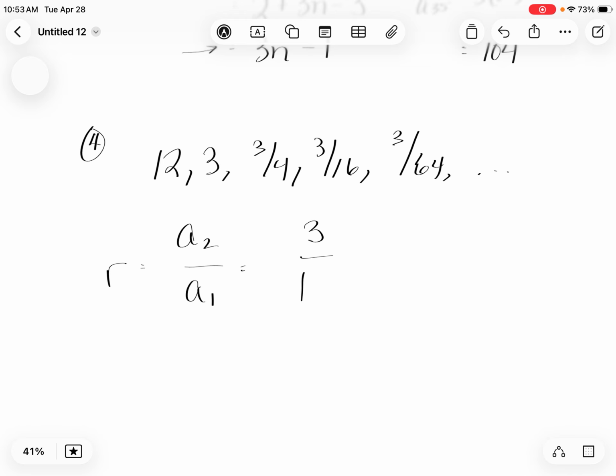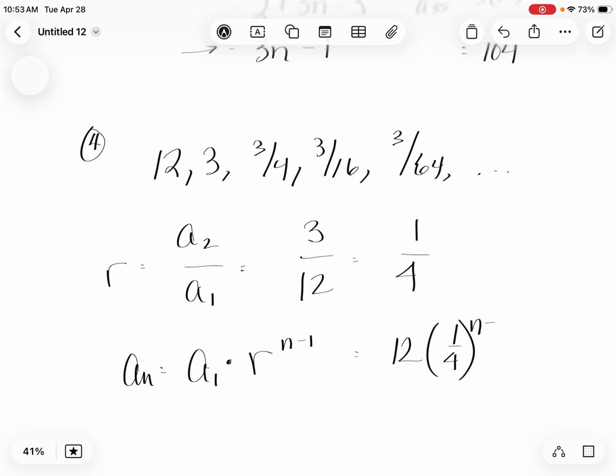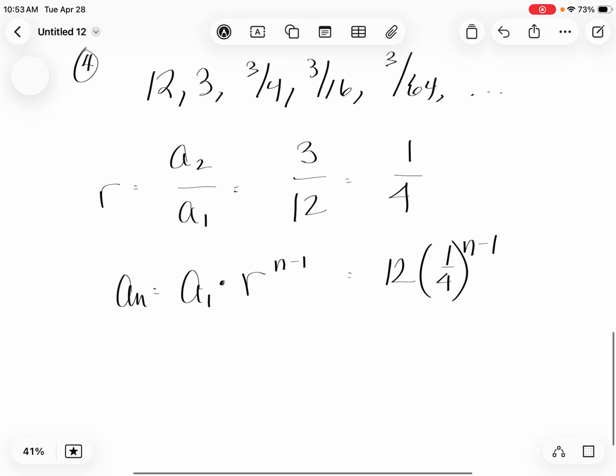So 3 over 12 reduces down to 1/4. That is your common ratio. The formula is a1 times r to the n minus 1, or in this problem, 12 times (1/4) to the n minus 1. I always put the ratio in parentheses just so I don't mess up a sign if it's an issue, okay?